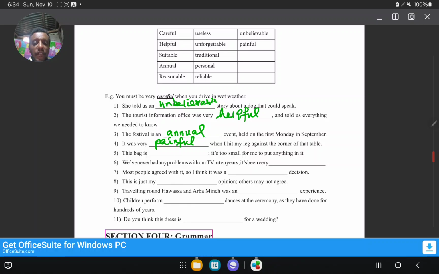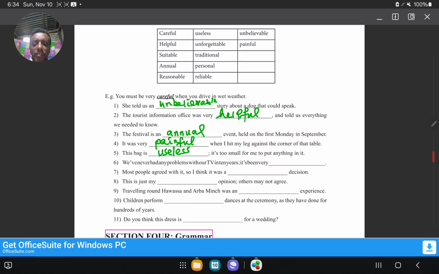Question number 5. This bag is dash. It is too small for me to put anything in it. Is it traditional, reliable, or useless? What is the right answer, students? Yeah, it is useless for you. Useless is the right answer.